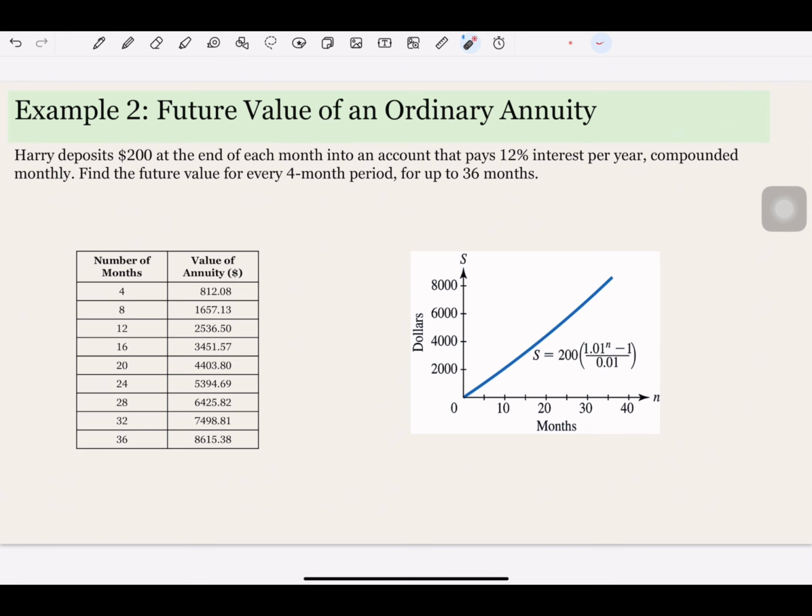Okay, so if you study this table, you can see how Harry's savings grow, not just because of the monthly deposits, but because each deposit earns compound interest over time. So every small regular deposit can grow significantly when interest is compounded monthly. And the longer you save, the more powerful the effect becomes.